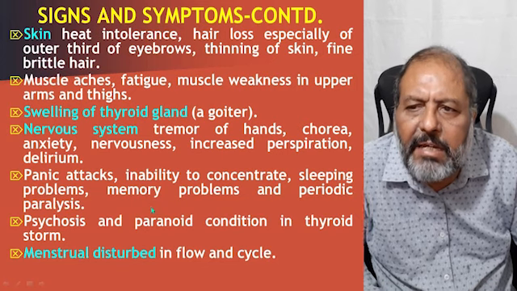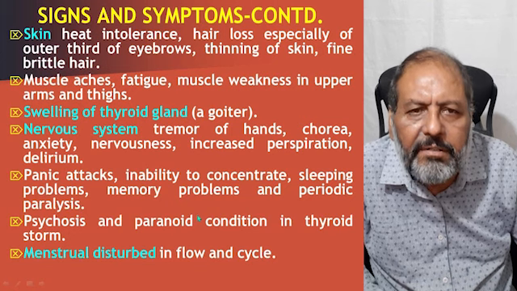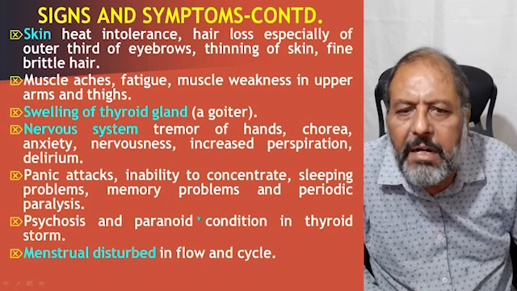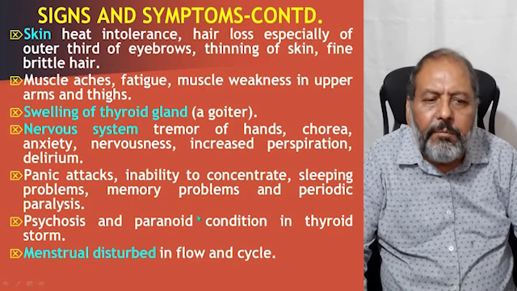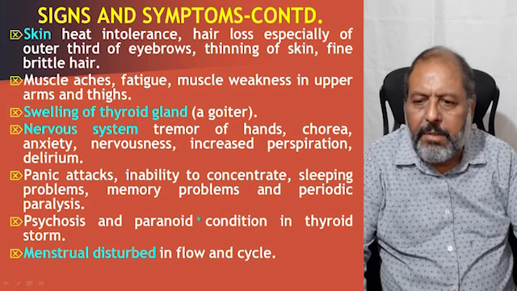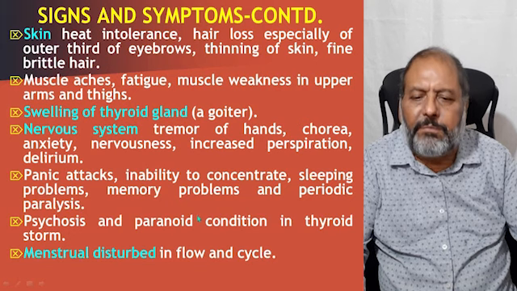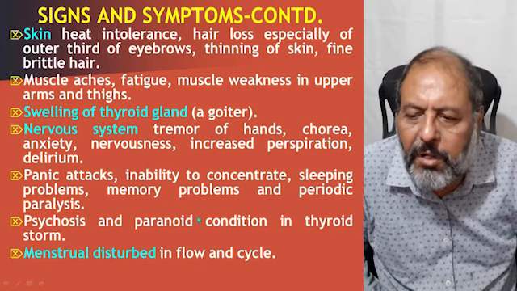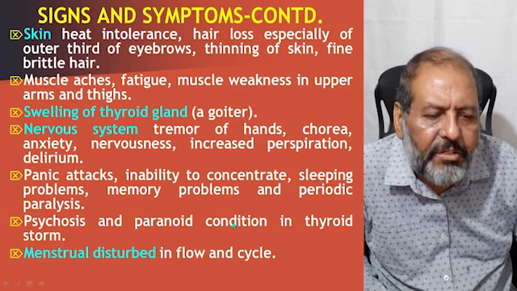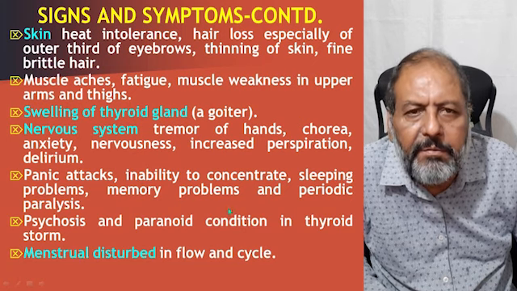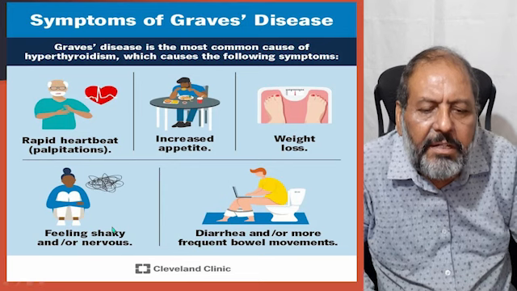There is swelling of the thyroid gland, a goiter is prominent. In the nervous system, there is tremor of the hands, chorea, anxiety, nervousness, increased perspiration, which means more sweating, and delirium. Panic attacks, inability to concentrate, sleeping problems, memory problems, and periodic paralysis are noted. Psychosis and a paranoid condition are seen in thyroid storm, and menstruation problems, with disturbed flow and cycle, are seen.